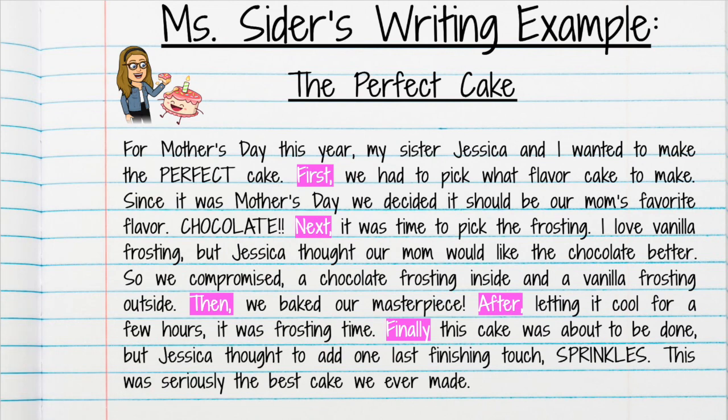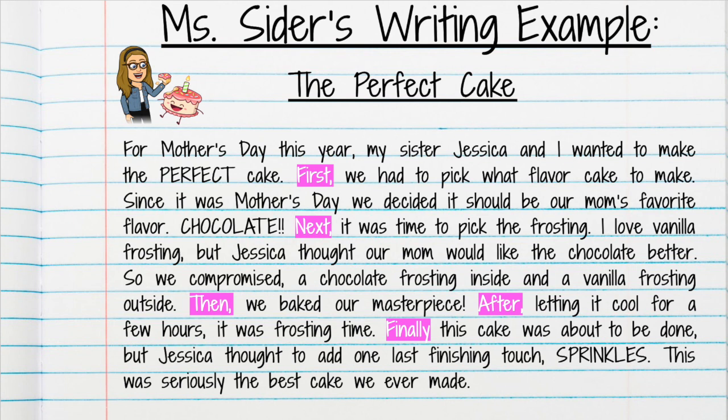Okay, so this is my narrative story, The Perfect Cake. For Mother's Day this year, my sister Jessica and I wanted to make the perfect cake. First, we had to pick what flavor cake to make. Since it was Mother's Day, we decided it should be our mom's favorite flavor, chocolate. Next, it was time to pick the frosting. I love vanilla frosting, but Jessica thought our mom would like the chocolate better. So we compromised: a chocolate frosting inside and a vanilla frosting outside. Then we baked our masterpiece. After letting it cool for a few hours, it was frosting time. Finally, this cake was about to be done, but Jessica thought to add one last finishing touch: sprinkles. This was seriously the best cake we ever made.